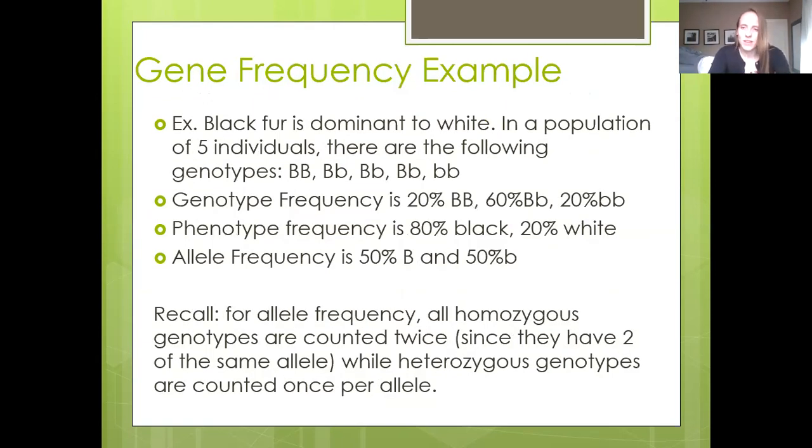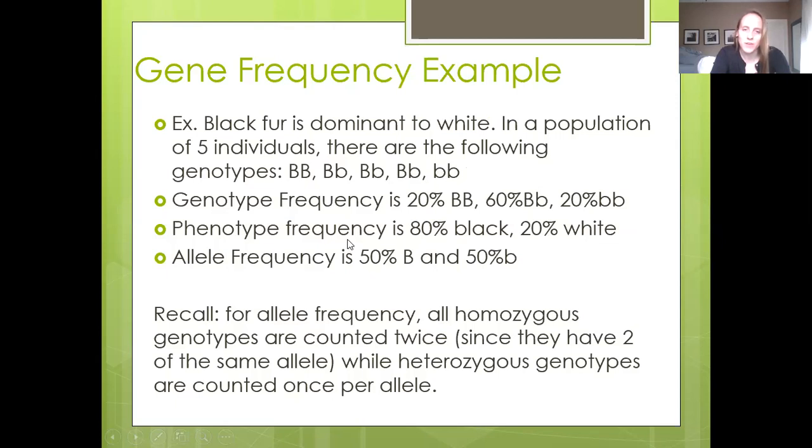Okay, so this is a more simple example, but it says black fur is dominant to white. In a population of 5 individuals, you have these genotypes. So the genotype frequency would be 20% big B, because that's 1 in 5, 60% heterozygous, because that is 1, 2, 3 of 5, and then 20% homozygous recessive, because again, that is 1 of 5.